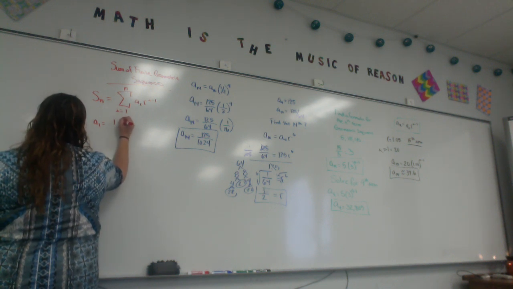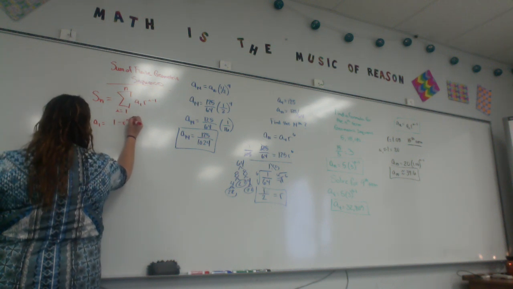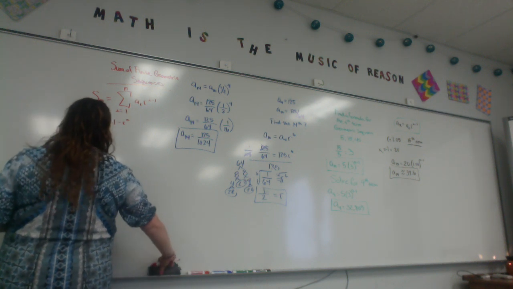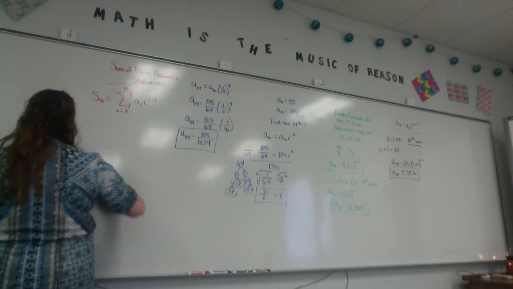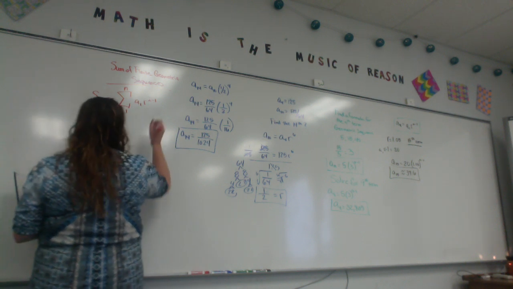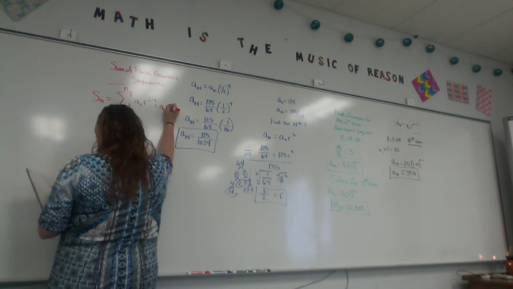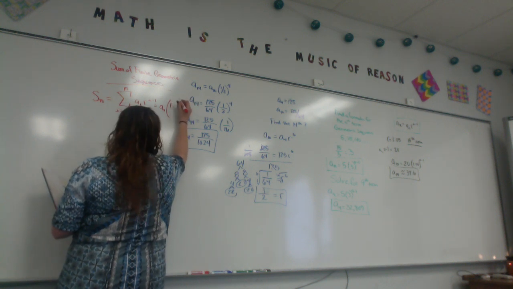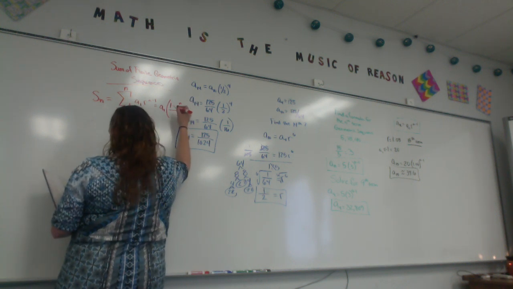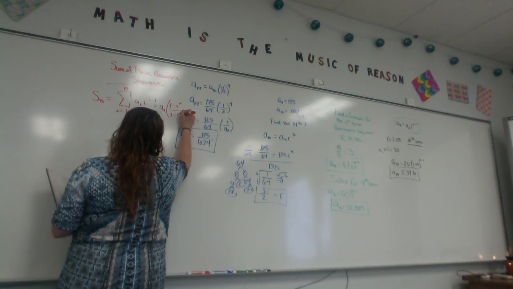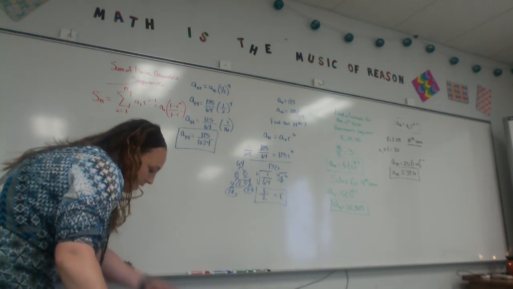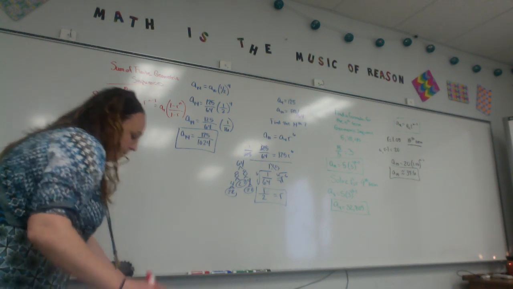It looks like a 1 minus r to the n power. Well, let's do it this way. So this can also be set equal to A1 times 1 minus r to the n power over 1 minus my ratio. So this is how we're going to set it up. It says find the following sum.